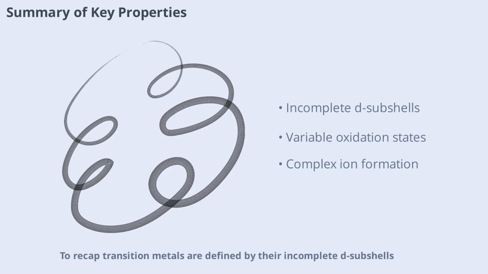Recap: transition metals are defined by their incomplete d subshell, variable oxidation states, and ability to form complex ions. They are hard, conductive, and often magnetic, with a wide range of colors and reactivity. These properties make them essential in science, industry, and daily life.